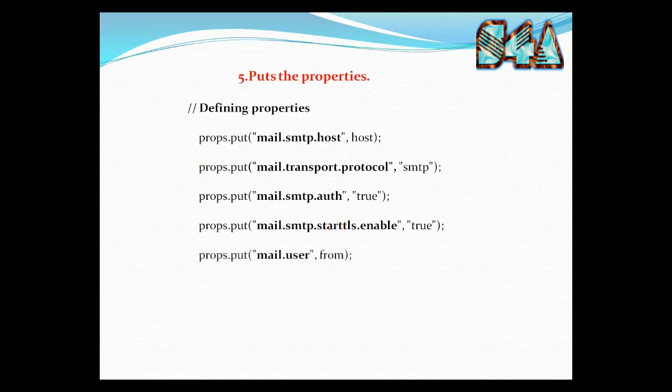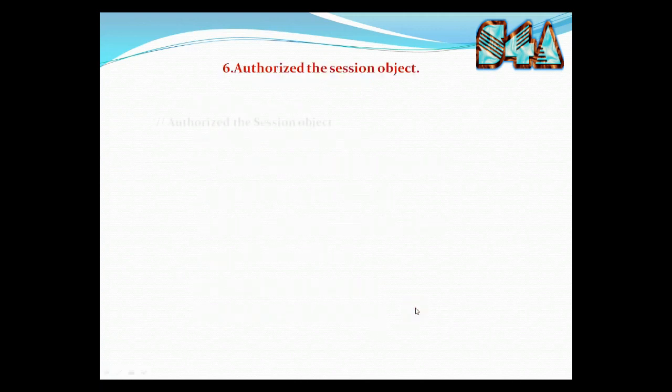Then after, put the mail.user as from, that means you are assigning from which email id. So you use the from letter here, and then after you use the password which is assigned by you, and after that mail.smtp.port 587. Why do you use the 587? Because here start TLS is enabled. If start TLS is enabled, is true, then you use the 587 port number. Got it?